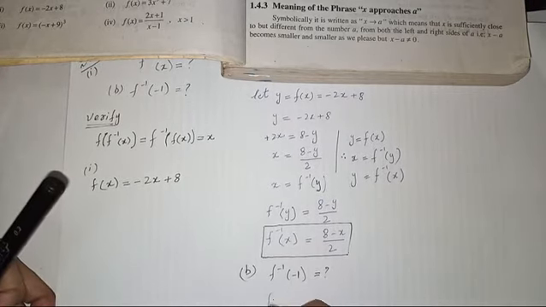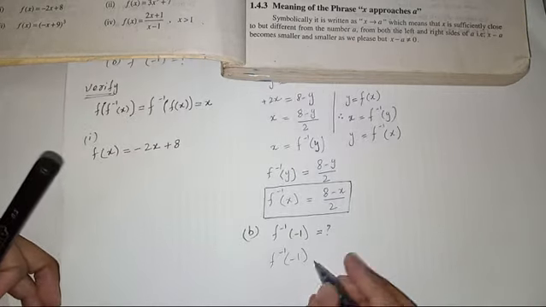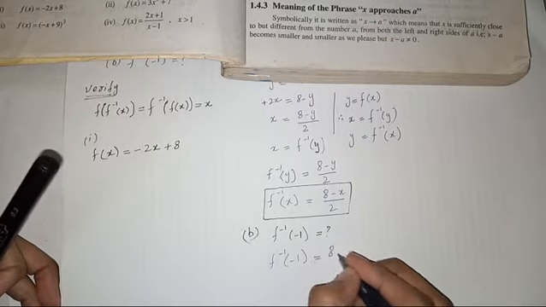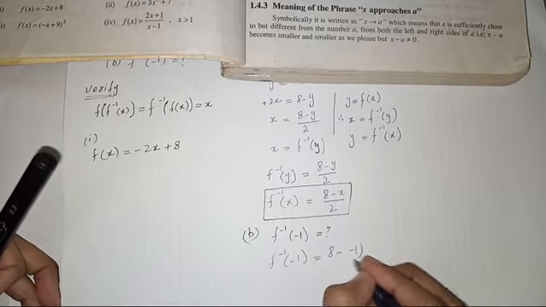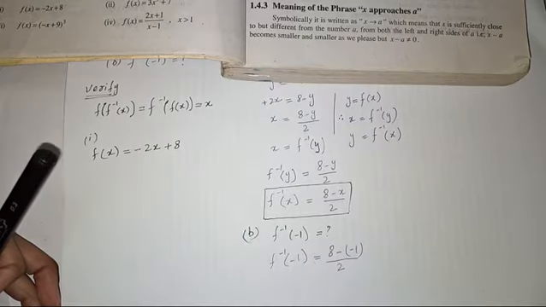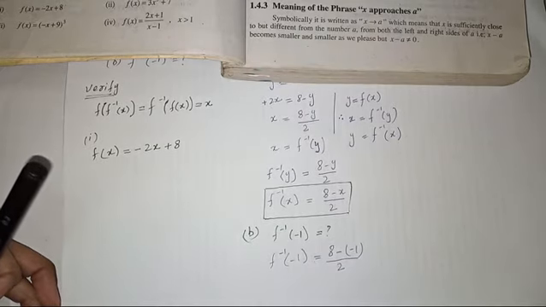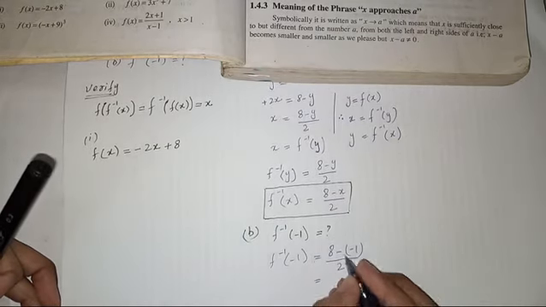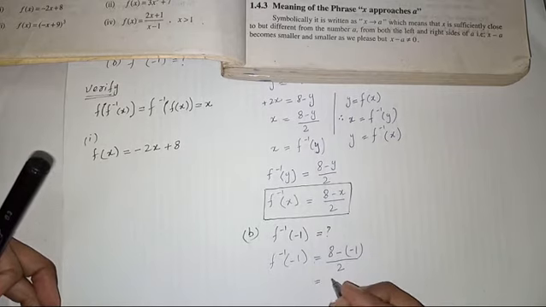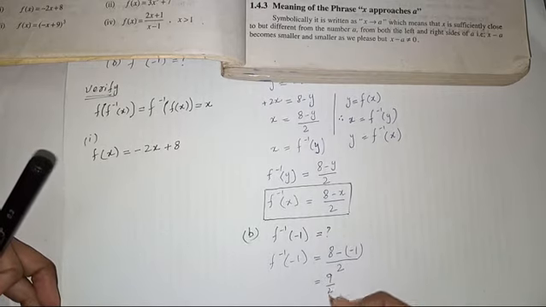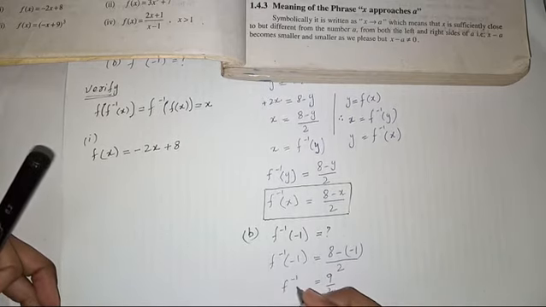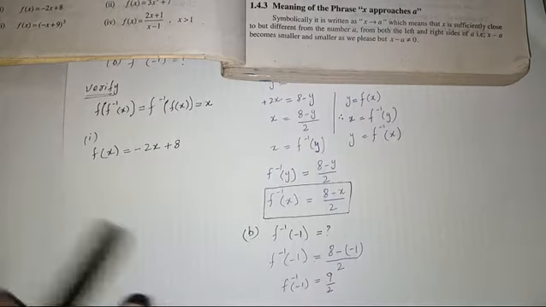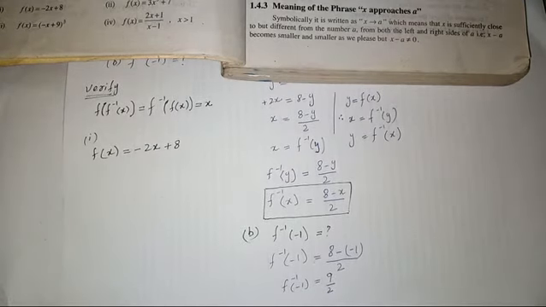So f inverse minus 1 is equal to 8 minus, in place of x, minus 1 divided by 2. So what's our final answer now? Minus minus plus, 8 plus 1, 9, 9 by 2. So we have calculated now f inverse minus 1 is equal to 9 by 2.